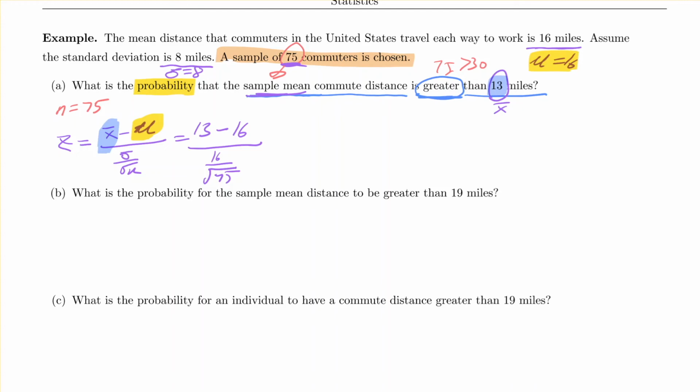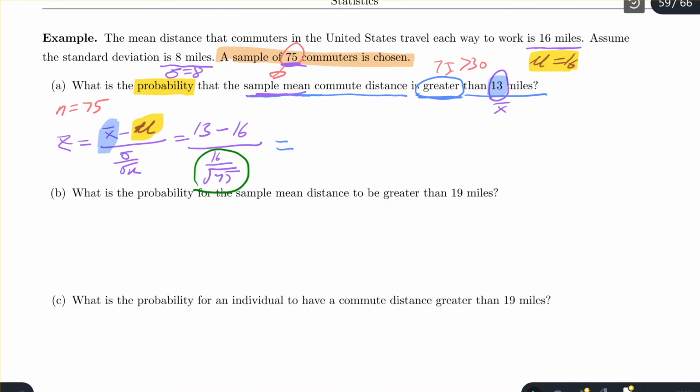Okay. So then, of course, we have an adjusted standard deviation. We cannot just use 16 because we're not finding the probability of one commuter. If we were to find the probability of one commuter's distance being greater than 13, then it will be just 16 as the standard deviation, if this is normally distributed, of course. Okay, so keep that in mind. Then we find the z-score.